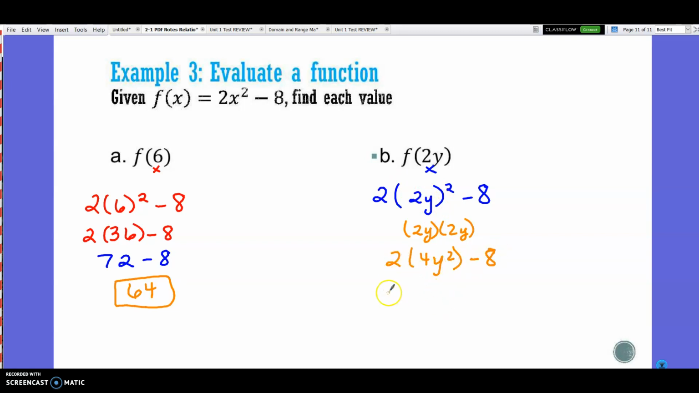Then we can go ahead and multiply. This would be 8y squared and then minus 8. Okay. Those are your notes for 2-1.